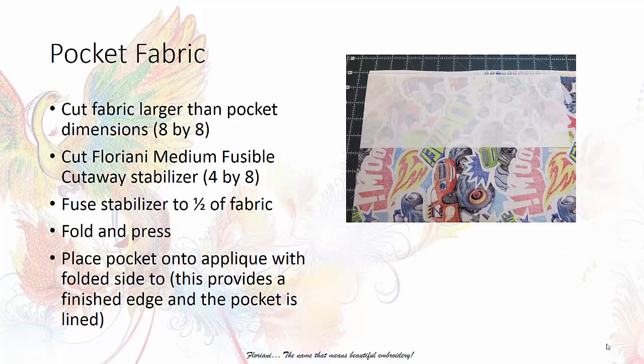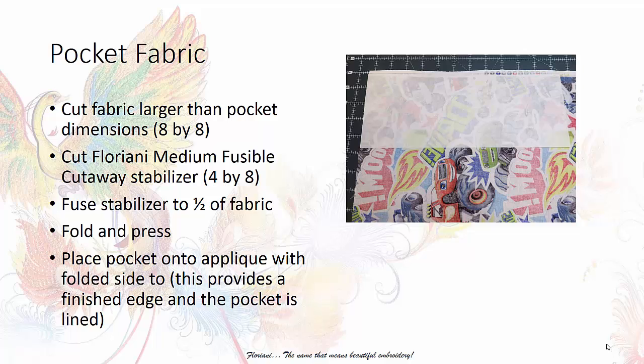Some more tips for the construction of the bag. Let's talk about preparing the material for the pocket. What you're going to do is cut a piece of your fabric for your pocket. This is going to go on the outside of the bag, and make it a little bit larger than the dimensions of the pocket that you're appliquing. For instance, in my bag, the finished pocket measured 3 inches tall and 7 inches wide. So what I did was I cut a piece of fabric 8 inches by 8 inches, just a little bit bigger than the finished size.